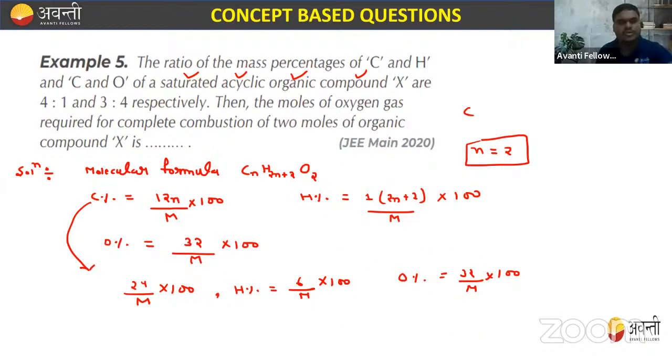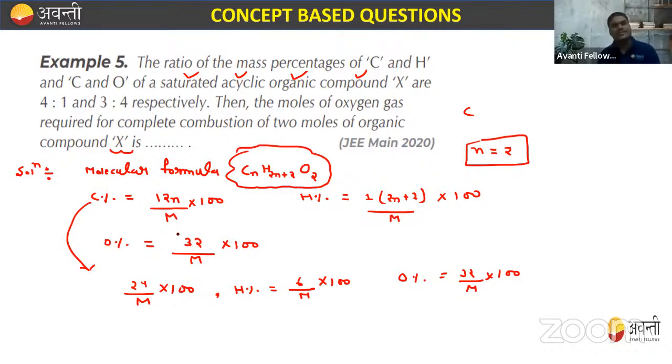So what does the question ask? एक बार दोबारा देखो इसको. So in this question they are asking: the ratio of the mass percentage of carbon, hydrogen, and carbon, oxygen of the saturated acyclic organic compound X are given. Then the moles of oxygen gas required for the combustion of 2 moles of organic compound X. So you have to identify that if we combust 2 mole of compound X, then कितना mole oxygen का requirement होगा. So first of all we identify the compound X. So how will you identify the compound X, beta?